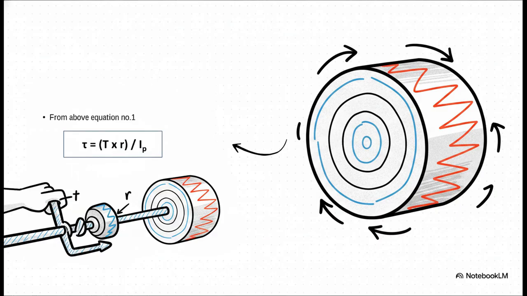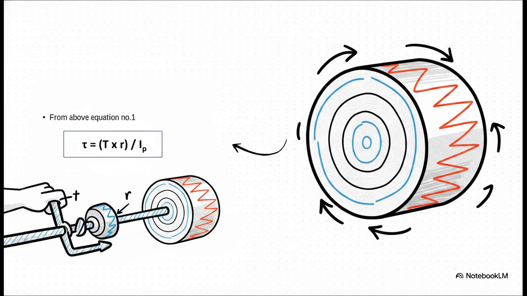Now, if we extract the most vital part of that previous equation, we get the formula for maximum torsional shear stress. You can see it right here as tau equals T times R divided by IP. And just like with bending, the maximum torsional shear stress happens right at the extreme outer surface of the shaft, which is represented by R, the radius.